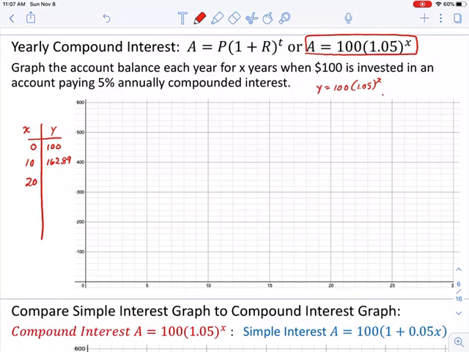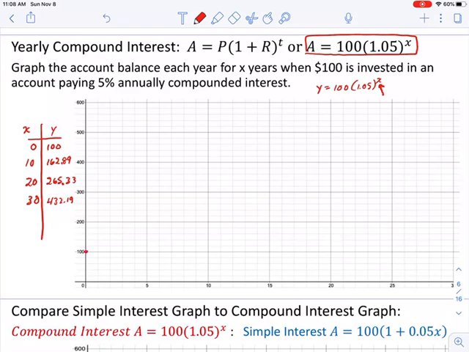Okay, let's try 20. So I'm going to put 20 in place of the X here. So it's going to be 1.05 to the 20th power. Then don't forget to multiply by 100 for our principal. I got $265.33. Okay, let's try 30, because I think we have room for that. So 1.05 to the 30th power, and then don't forget to multiply that by 100 for our principal. $432.19.